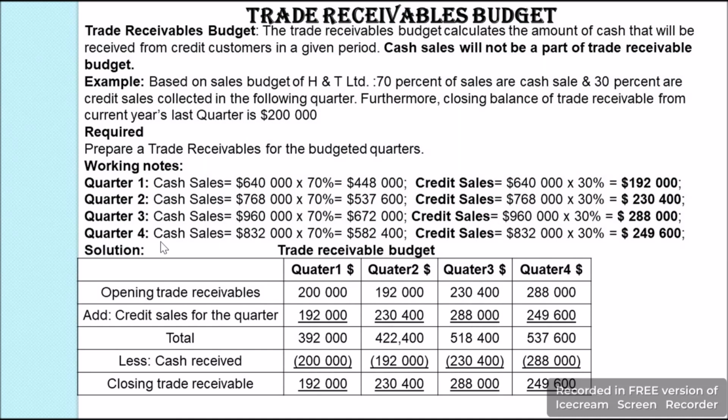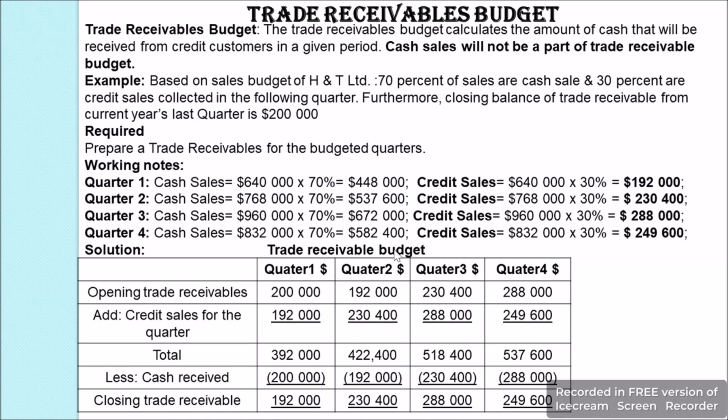And in the fourth quarter we have the sales revenue as $832,000. 70% of this will be $582,400, and the credit sales which we require for the trade receivable budget will be 30% of $832,000, which will be $249,600. Now let's make the trade receivable budget.